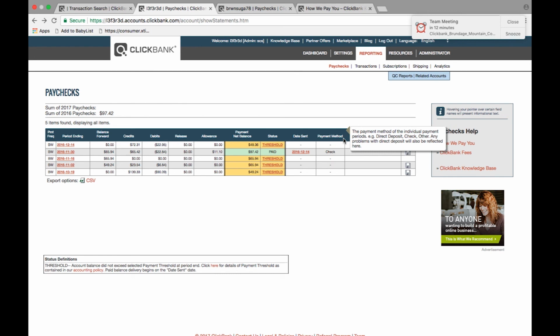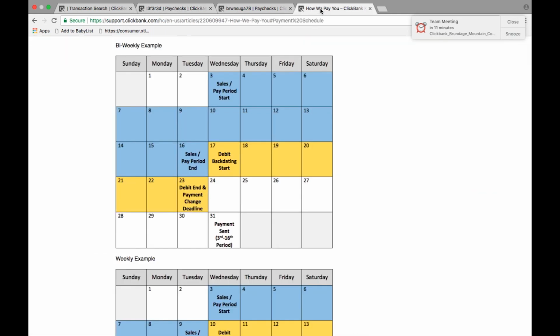Finally, you can download a CSV file displaying the transactions for the selected pay period. For more information on understanding how we pay, please visit the knowledge base and search for Paychecks.